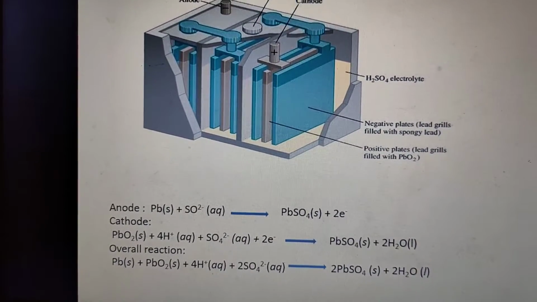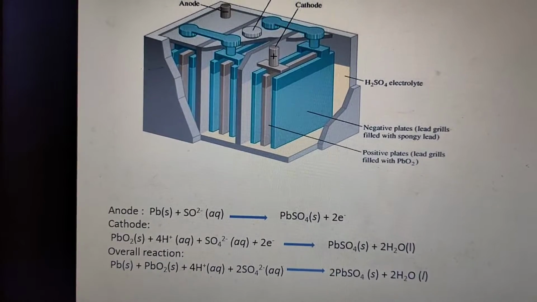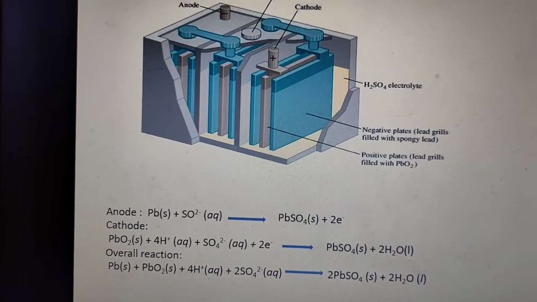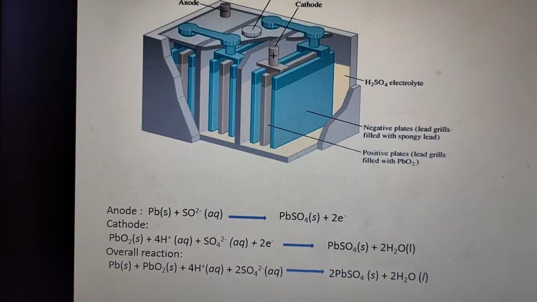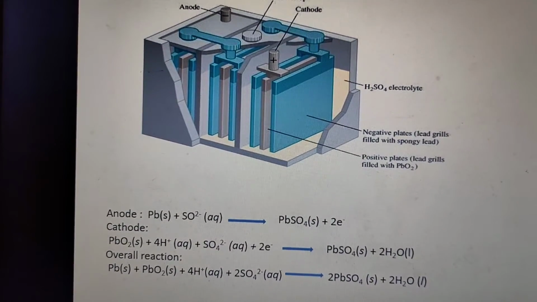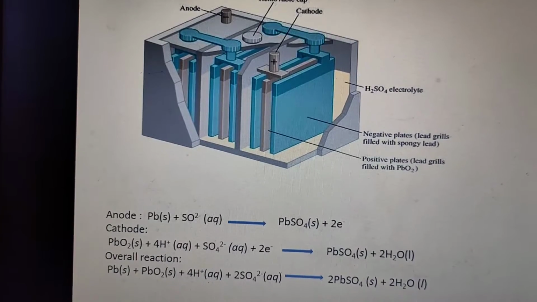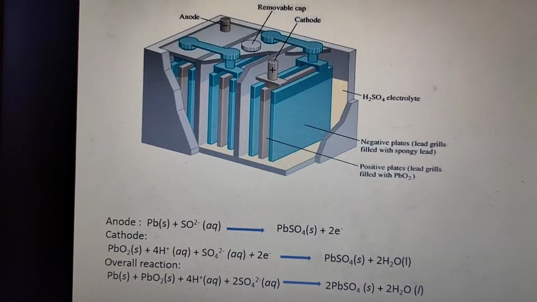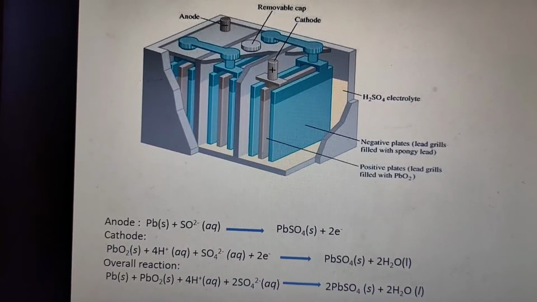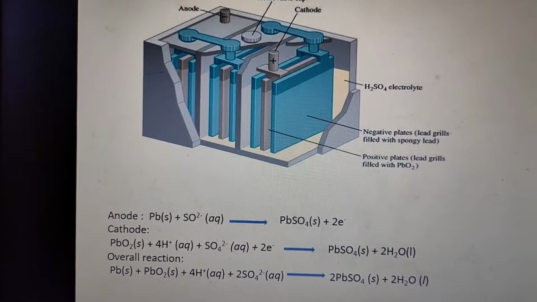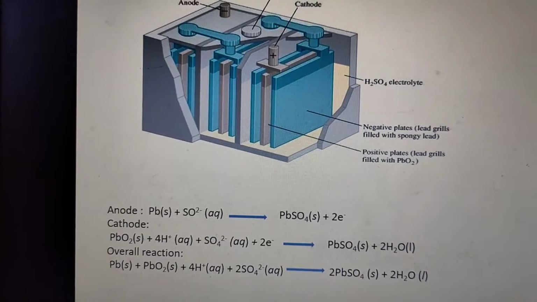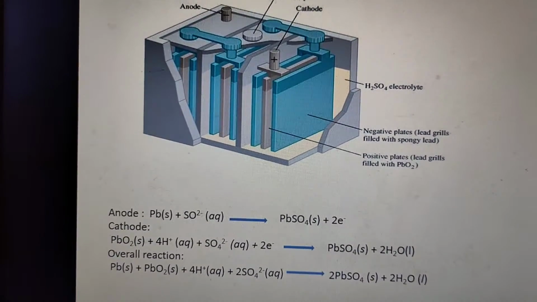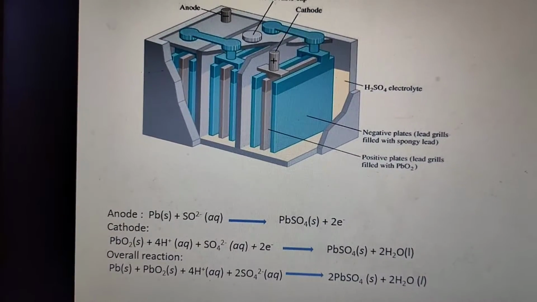And the overall reaction is Pb plus PbO2 plus 4H plus 2 SO4 2 minus gives 2PbSO4 plus 2H2O. So this is the overall cell reaction taking place. So a lead storage cell consists of the lead anode and lead dioxide as the cathode. The electrolyte is a 38% solution of sulfuric acid.